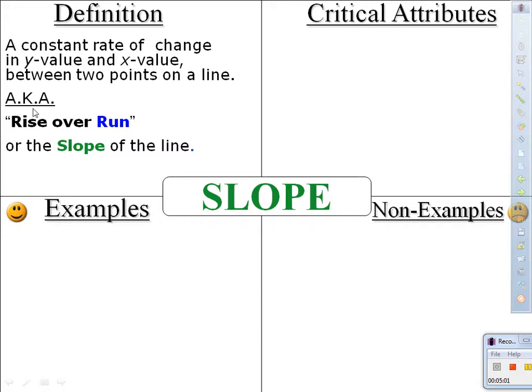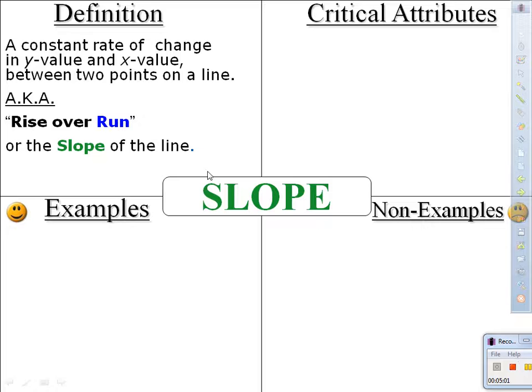But I wrote AKA, also known as, rise over run. That's why we write it in fraction form. Or also we call it the slope of the line.